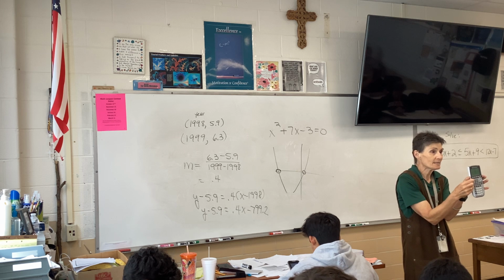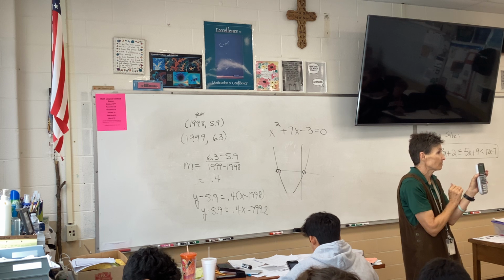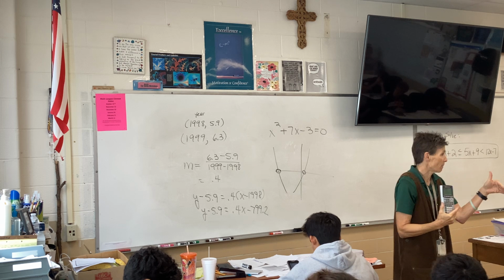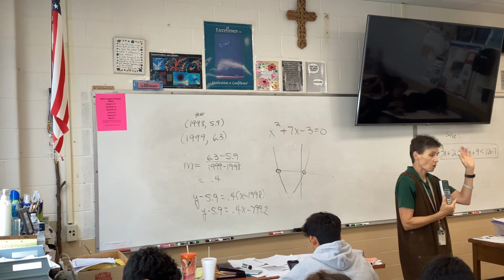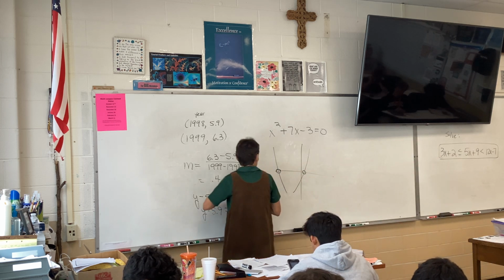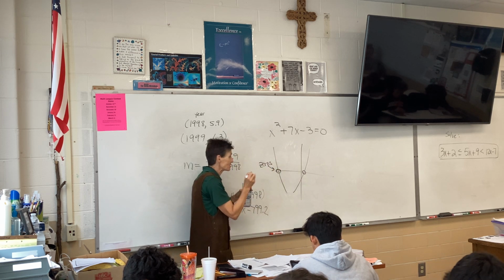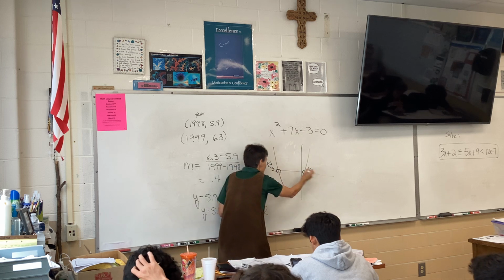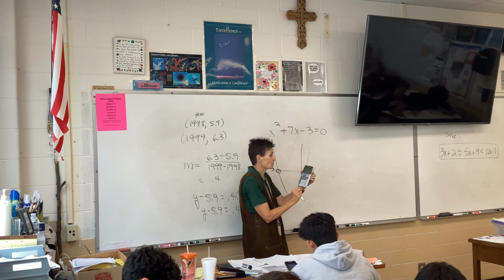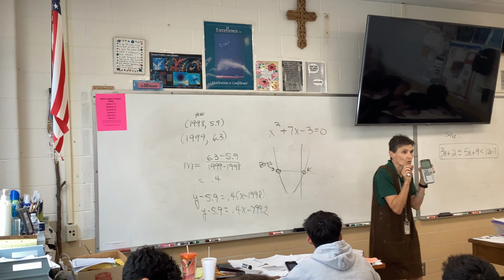Press second trace. That's calc. Second calc. And see all those options it gives you there? This is probably the most useful button on your calculator. Second calc. There's all kinds of stuff. We want the zeros. These numbers are called zeros because that's where the curve equals 0. So go down to zero and press enter.